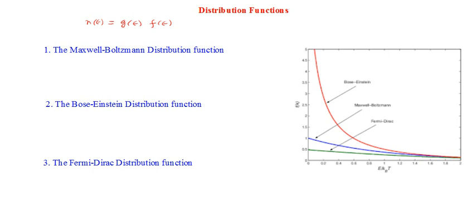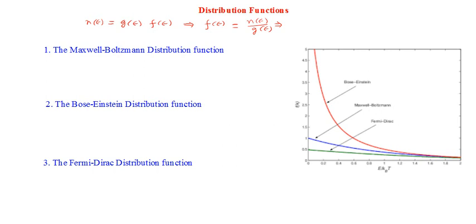From this relation, we rewrote f(E) for any particle family as n(E) by g(E). From this we have seen that the distribution function denotes the average number of particles per state having an energy E at thermal equilibrium at a temperature T, or it denotes the probability of occupying a state of energy E at any temperature T.